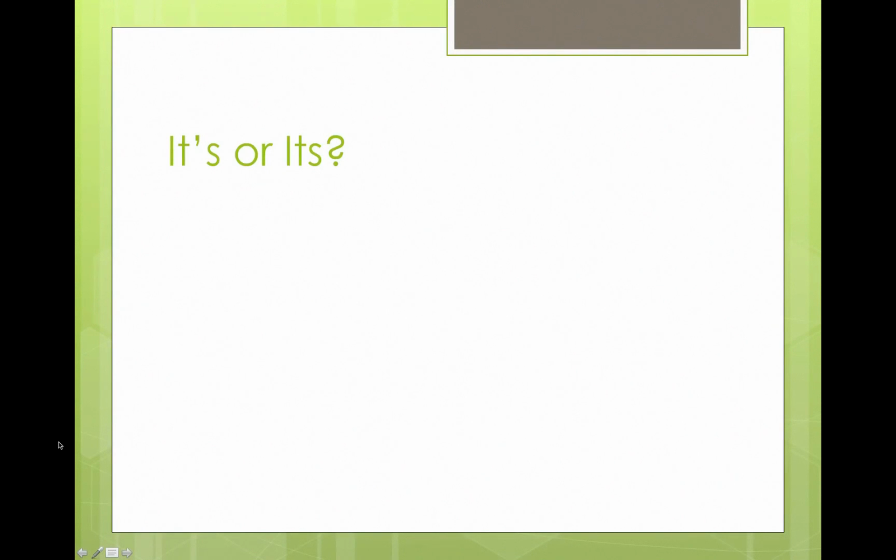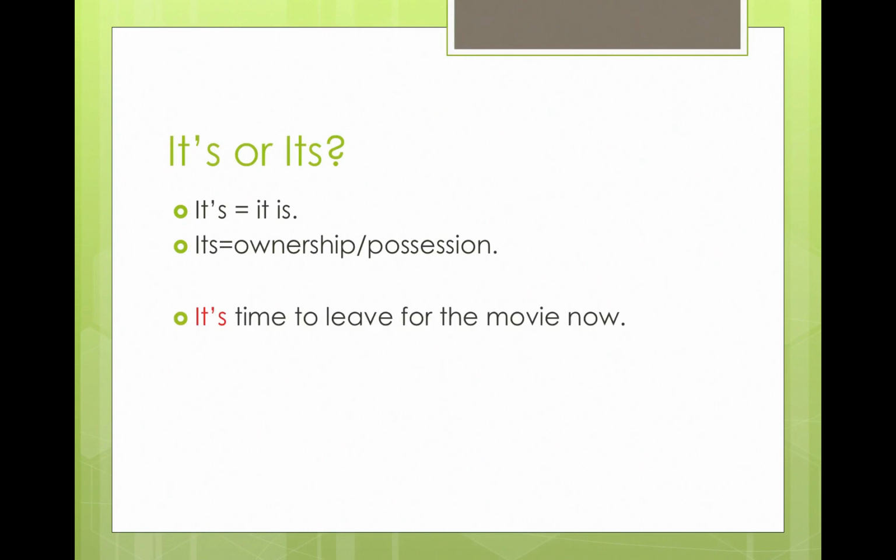Knowing when to use it apostrophe s or its sometimes gets us into trouble. We need to figure out how to use that properly. We need to always remember that it apostrophe s always means it is, while its reflects ownership or possession. It's just like saying something's his, something's hers, that's yours. Those don't have apostrophes with them, and neither does its when we're showing ownership or possession.